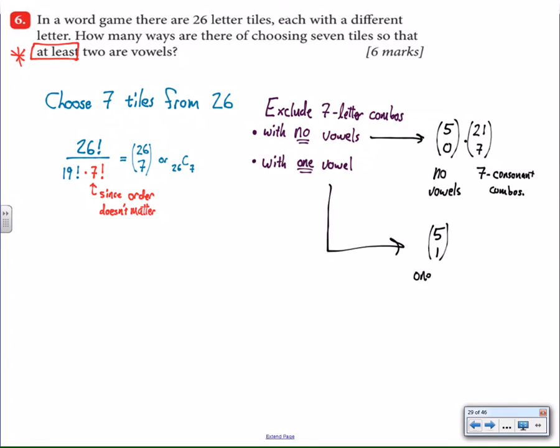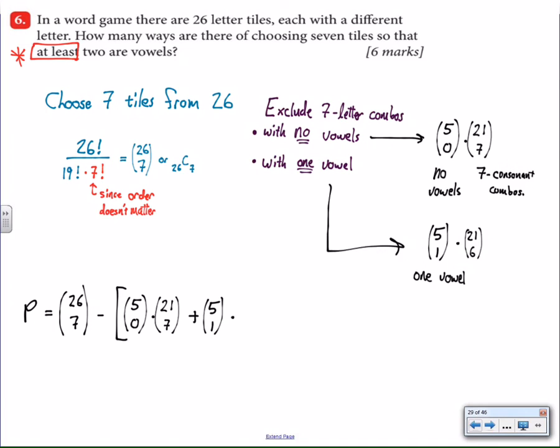Similarly, to get 1 vowel, I take the 5 vowels and choose only 1, which is basically 5 ways to do that. And then I'm going to take the remaining 21 letters, and I have 6 left to choose from. So this is all the ways that there could be all consonants, and this is all the ways there could be 1 vowel. We simply subtract both scenarios from the original set of combinations, and we get our answer. Turns out to be accurate as well.